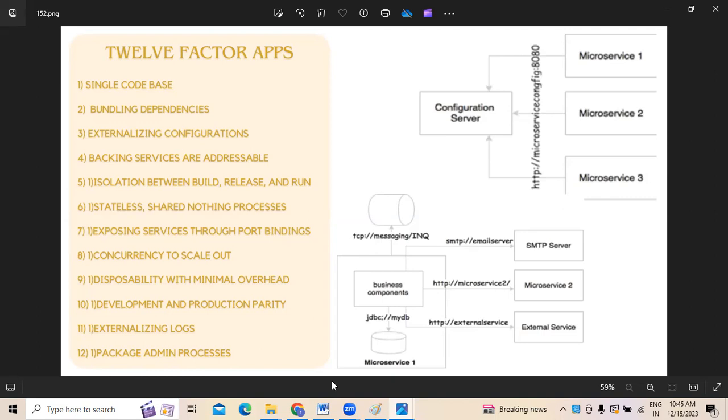So there is no external source of connectivity used for the backing services. Whatever backing services we are using, especially in this context, must be addressable, whether it is a messaging system or sending emails. All these must be addressed as well as reachable through a specific URL of the application we are working on. So this is also one of the factor rules we have to consider.